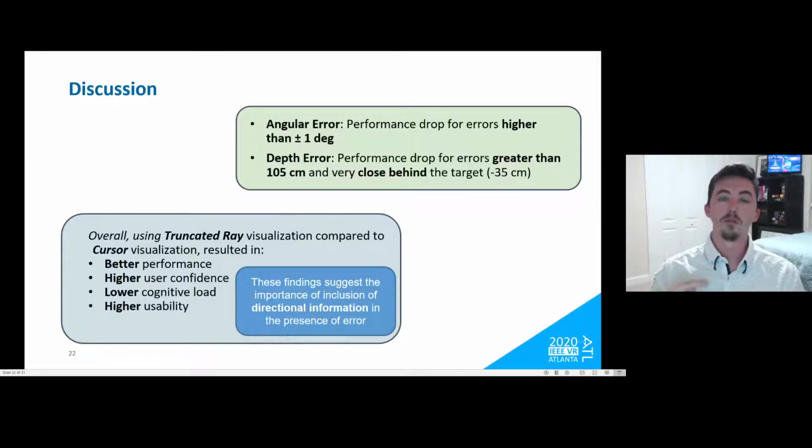We also ran some subjective measures which compared that truncated ray with the cursor visualization, and we found that that truncated ray visualization offered significantly higher user confidence, significantly lower cognitive load, and significantly higher usability than that cursor. And we believe that that's just because of that inclusion of that directional information.